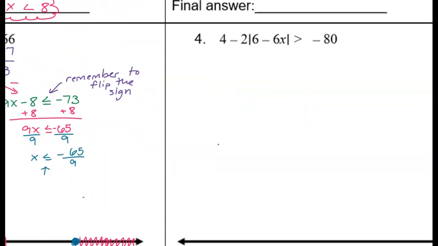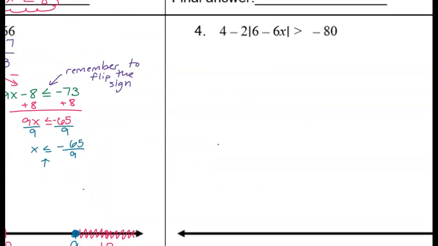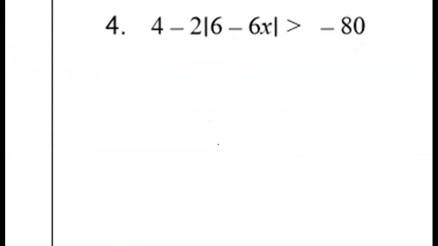Okay, let me do one more with you. Let's look at this number 4. Again, we start off the same way. We need to isolate the absolute value. Right now there's a 4 with it and a negative 2. So the first thing I'm going to do to isolate my absolute value is subtract the 4 over.